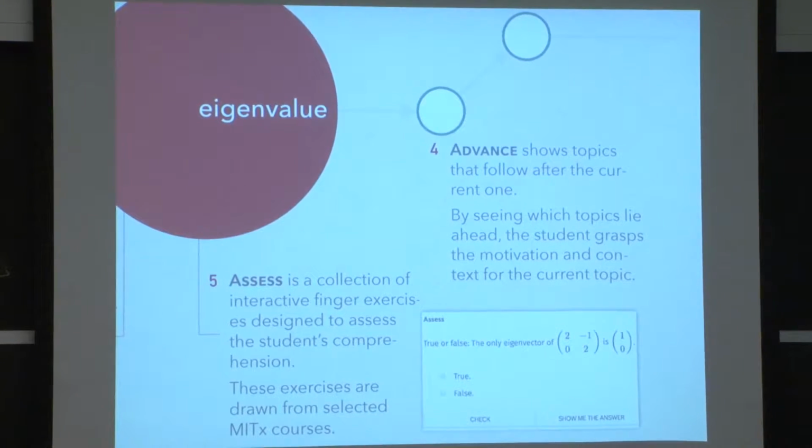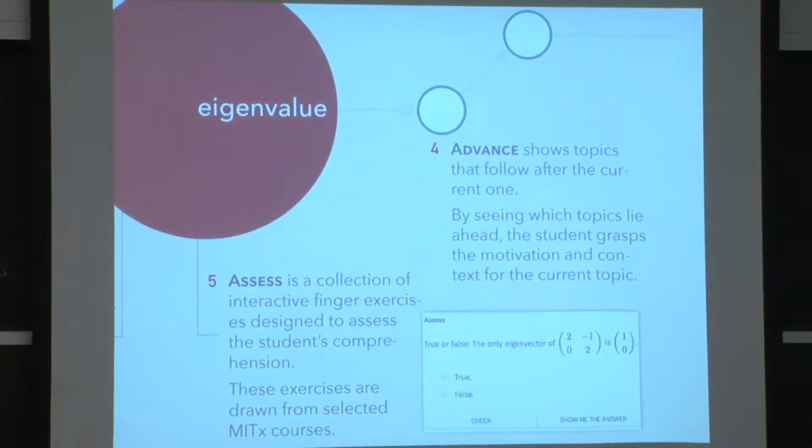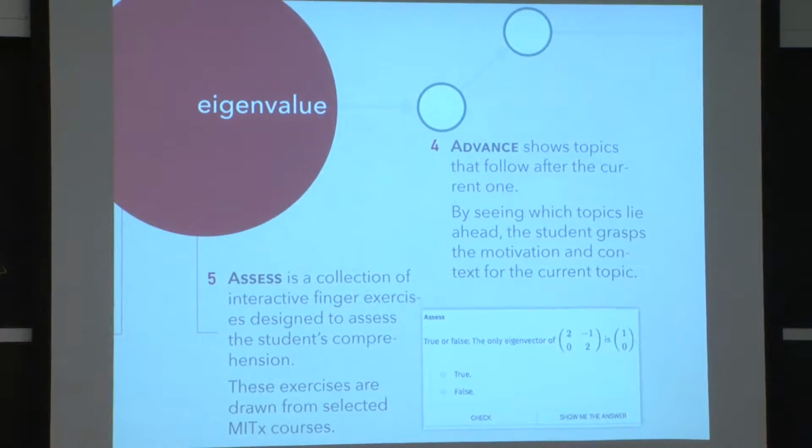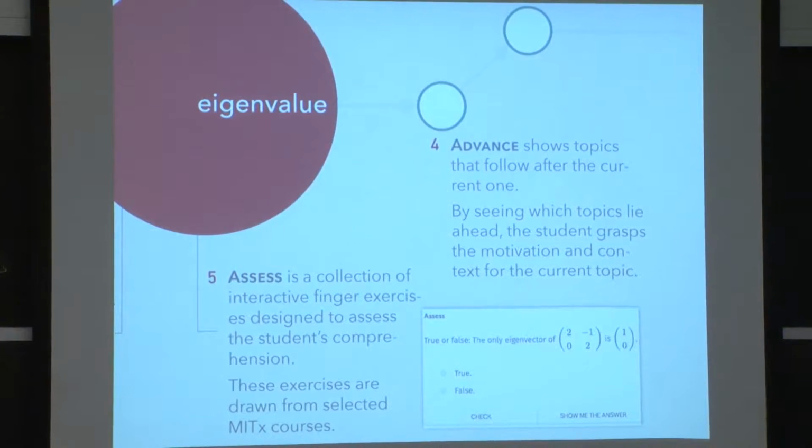So advanced shows the topics that follow the current one. Assess is a new one. It's not yet in the public Crosslinks. If you go to crosslinks.mit.edu, you won't see assess, but we have it in a demo version of the site. Again, this is something that came from student user feedback. The students want to be able to test themselves on this topic, particularly if they're using a resource like this to prepare for a quiz. They want to go and have practice problems to try.